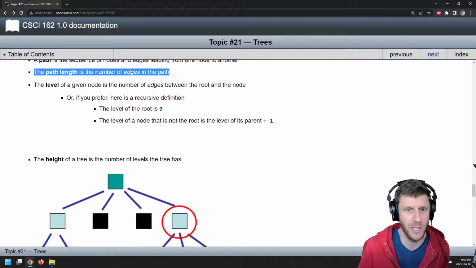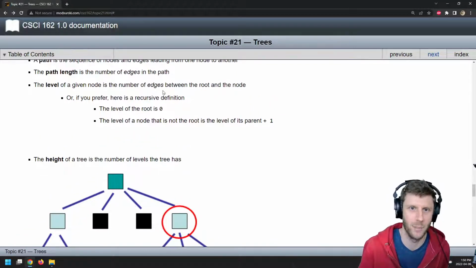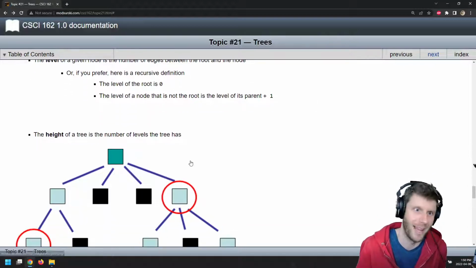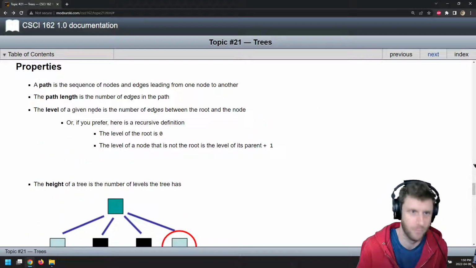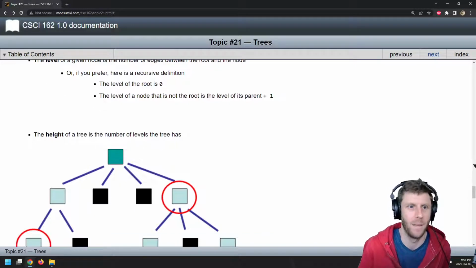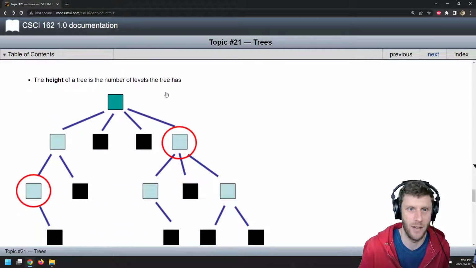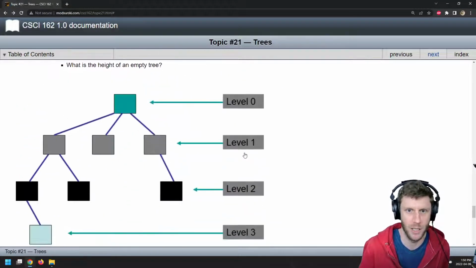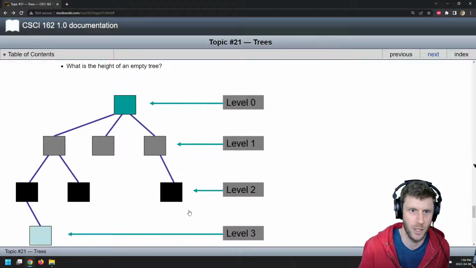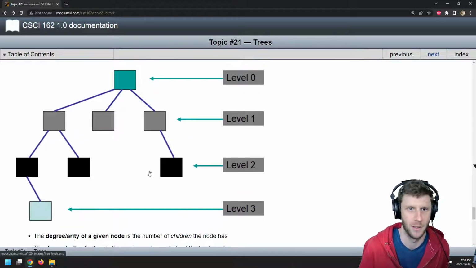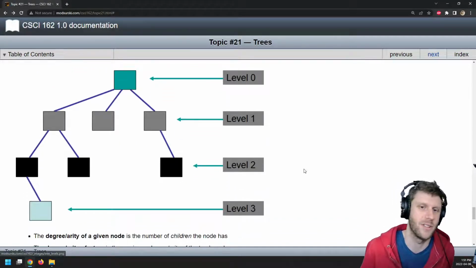Okay. The height of a tree is the number of levels the tree has. So the level is the number of edges between the root and the node, so the path length between the root and the node. The height of a tree is the number of levels it has. So this tree here has levels 0, 1, 2, 3. So I would say the height of this tree is 3.